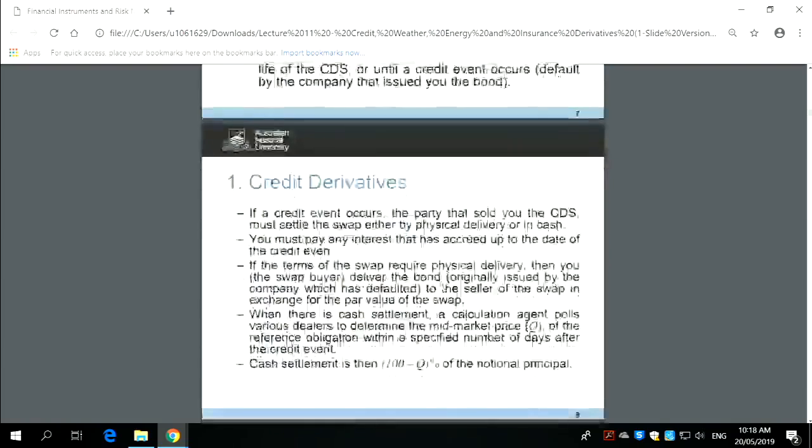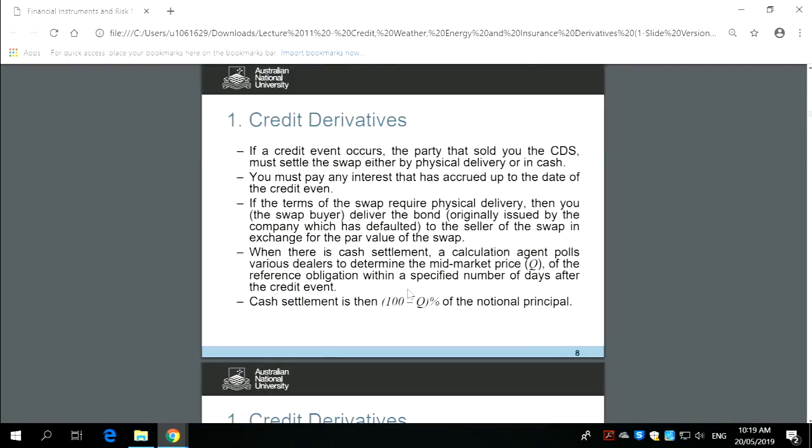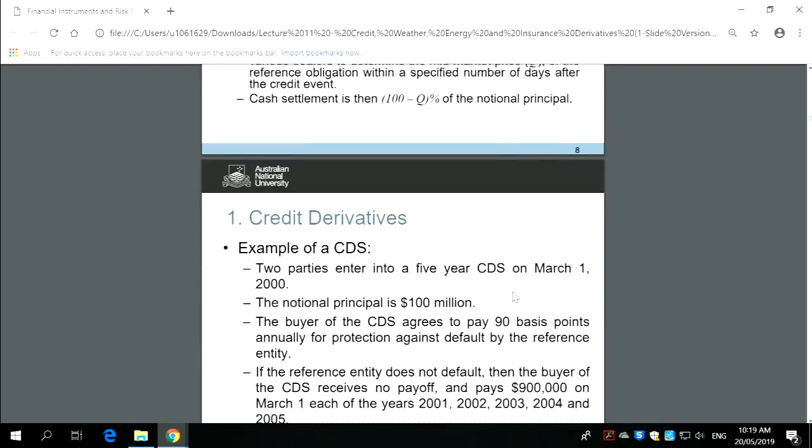Now let's have a look at this particular example here. So that's basically the physical settlement and cash settlement I just talked about. With cash settlement, usually there is an auction to determine what Q is. You can think of Q as how much you can recover from these bonds, right? Then the seller of the CDS needs to compensate you 100 minus Q percent of the notional principal. Basically, that's the remaining part of the notional principal, which is how much the seller of the CDS needs to compensate you after the auction.